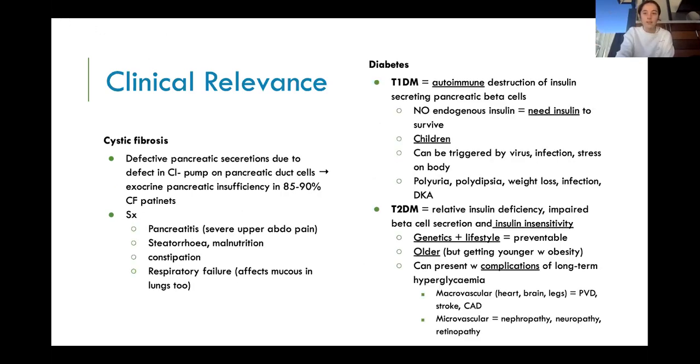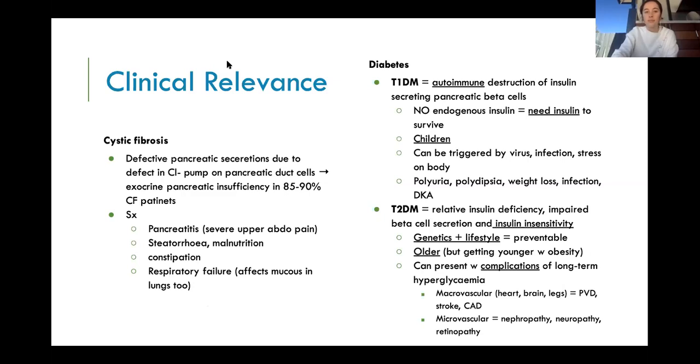Okay, so just a few other pancreatic clinical relevance things. So you've got cystic fibrosis, so you have defective pancreatic secretions because you have this defect in your chloride pump, so they're thick, and you get this exocrine pancreatic deficiency, so you don't digest your food, leading to malnutrition. Steatorrhea is floaty poos, because fatty poos, because you haven't digested your fat. You can get respiratory failure because it affects your secretions in your lungs too.